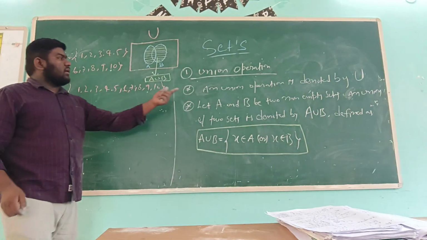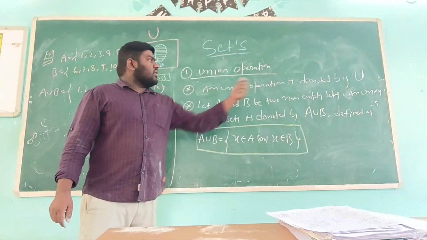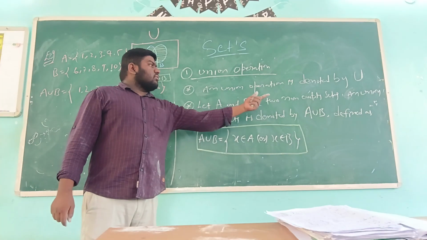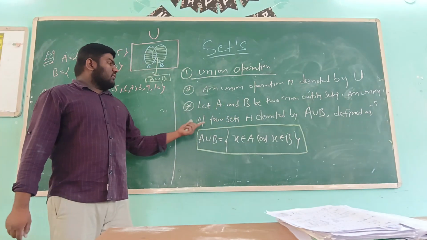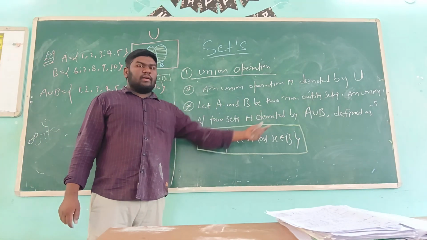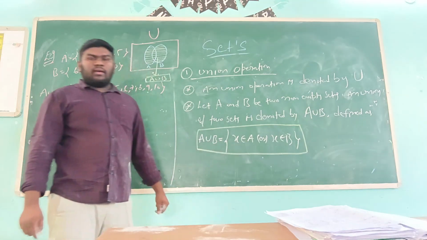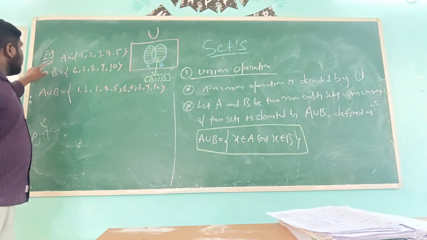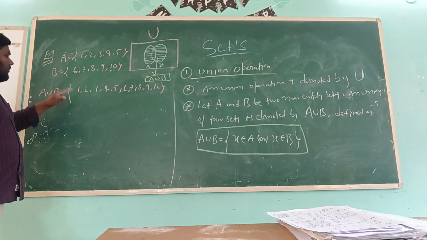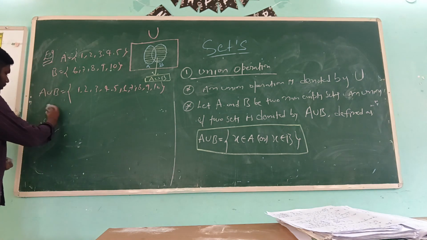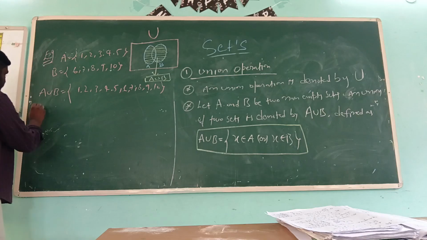What is the union operator? The union operator is denoted by U. Let A and B be two non-empty sets. The union of two sets is denoted by A union B, defined as A union B equals x belongs to A or x belongs to B. Understood? Then A, B, this is the example. Then properties of the union operator.